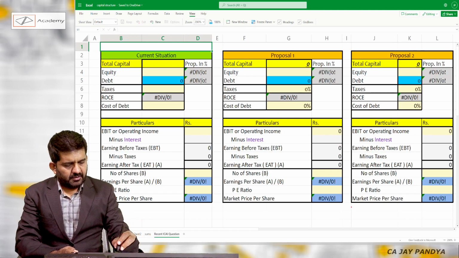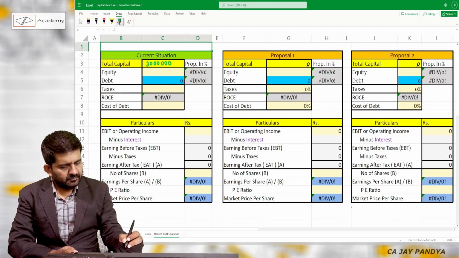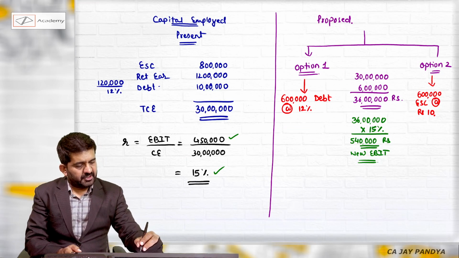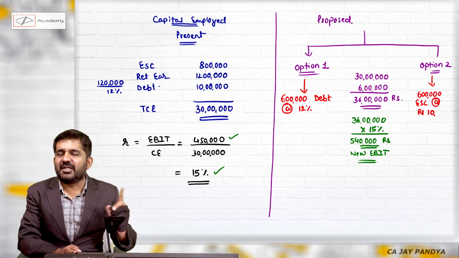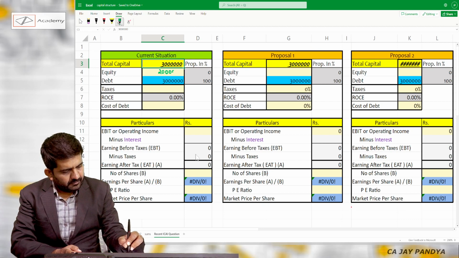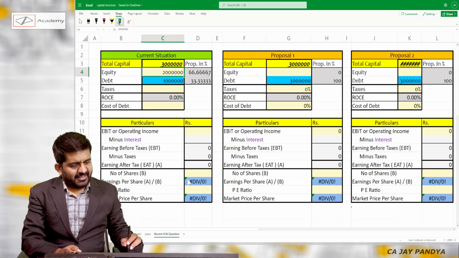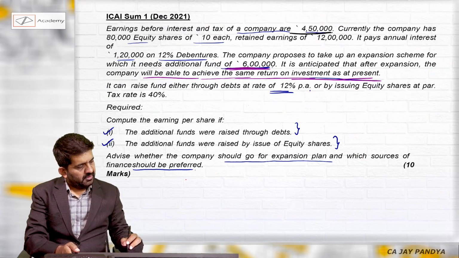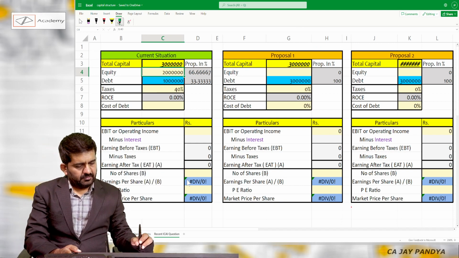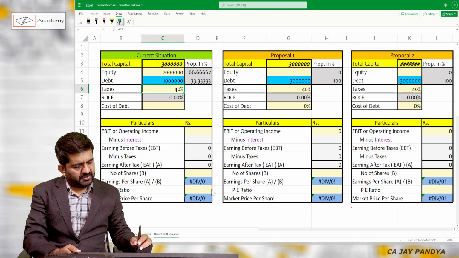So let me first input in the current system. Total capital is 30 lakhs. What is current equity? Current equity is 12 plus 8. Retained earnings is a part of equity. It is not a part of debt. 12 plus 8 is 20. And so 10 lakhs will automatically be debt. What are taxes? Taxes are 40%. What is EBIT in the current situation? EBIT in the current situation is 4,50,000.